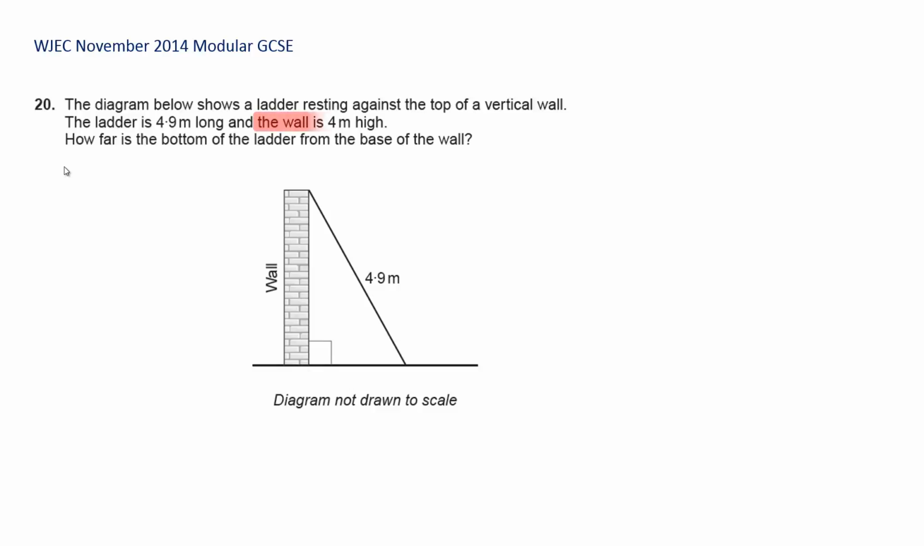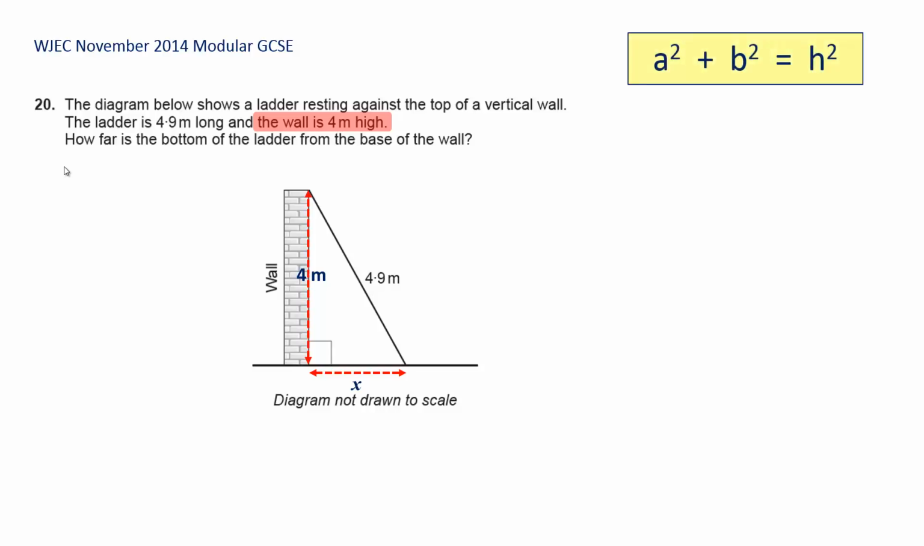Well, let's fill in what we know. The wall's 4 meters high. So there we go, 4 meters. And they want us to work out that distance there. We'll call that x. So we've got our right angle triangle, and we know the hypotenuse because the right angle is pointing to 4.9. So we're going to use a squared plus b squared equals h squared, x squared plus 4 squared equals 4.9 squared.